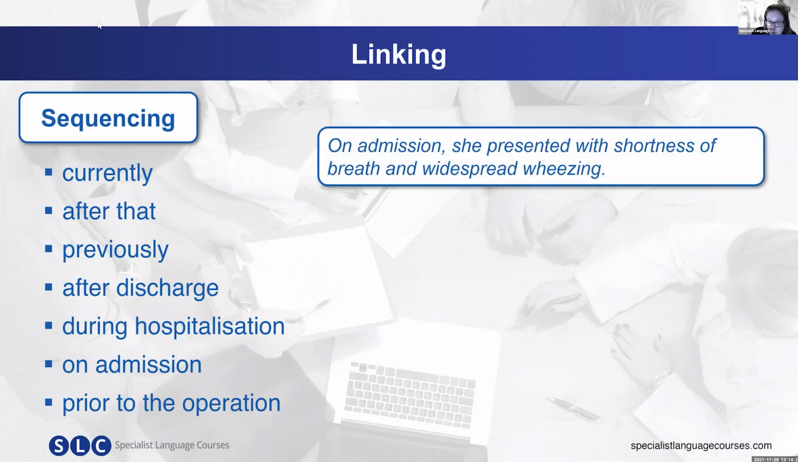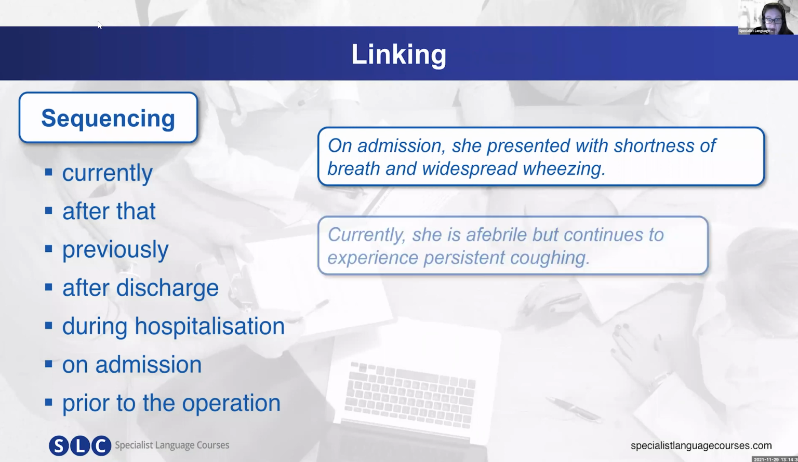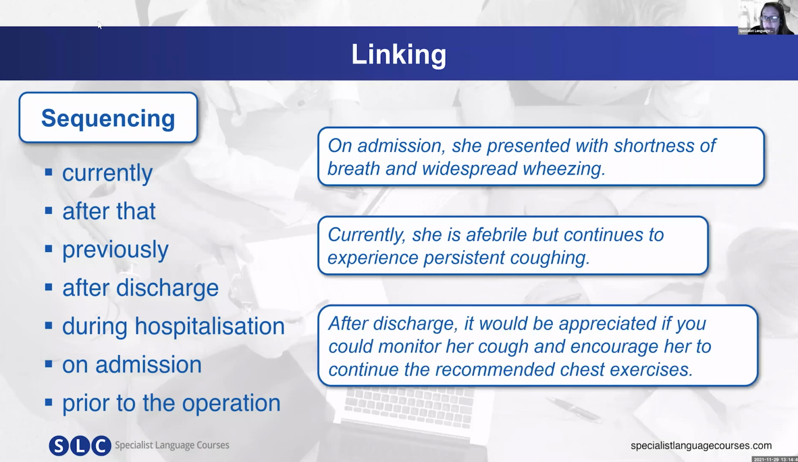So here are a couple of examples. So you might have for describing hospital treatment. On admission, she presented with shortness of breath and widespread wheezing. Currently, she is febrile but continues to experience persistent coughing. After discharge, it would be appreciated if you could monitor her cough and encourage her to continue with the recommended chest exercises. So by using those sequencing linkers, the reader's really clear as to when the symptoms were happening. You know, on admission was this. Now it's this. After discharge, I need you to do this. Okay.